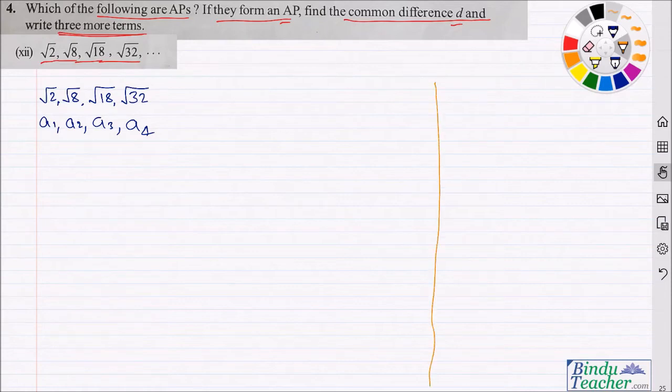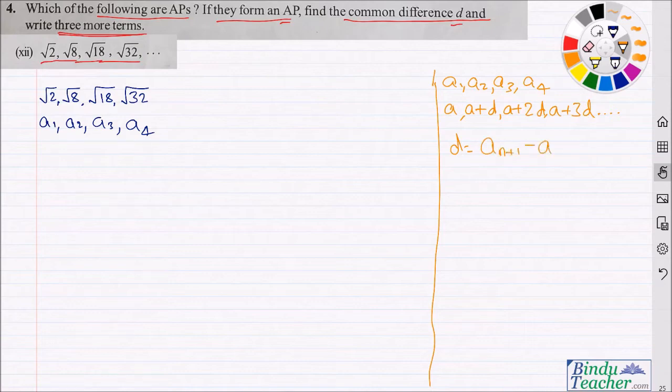So how do we calculate arithmetic progression? A set of numbers a1, a2, a3 and a4 are said to be in arithmetic progression if they are of the form a plus d, a plus 2d, a plus 3d and so on, where d is the common difference and it can be calculated as a of n plus 1 minus a of n. For example, d equals a4 minus a3, which also should be equal to a3 minus a2. Now let's apply this formula to the question that we have here.